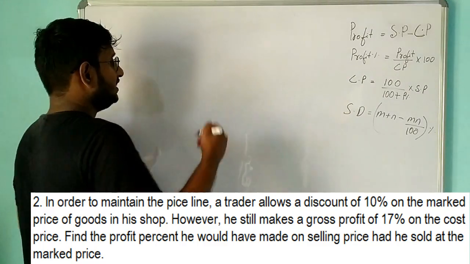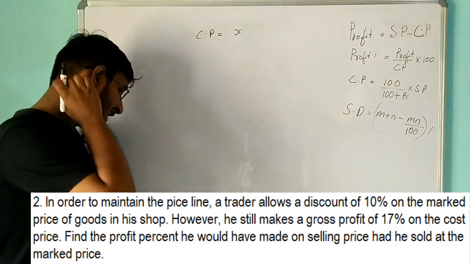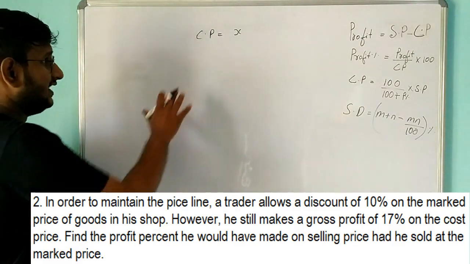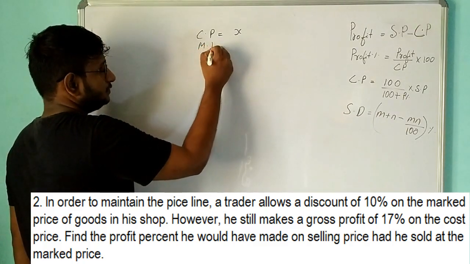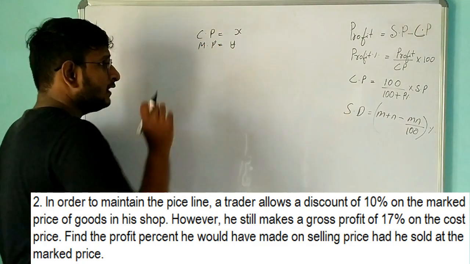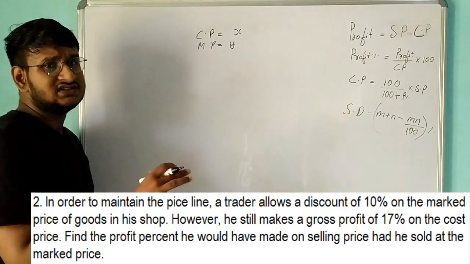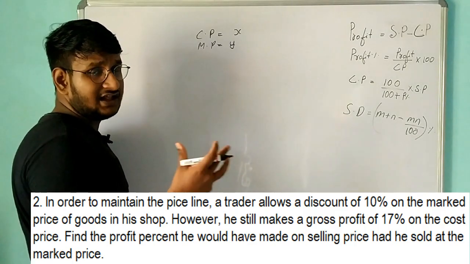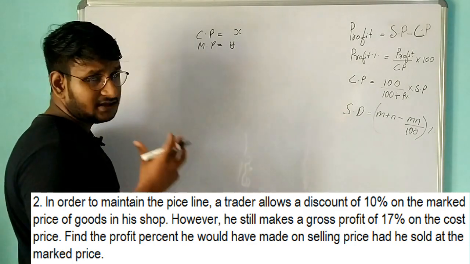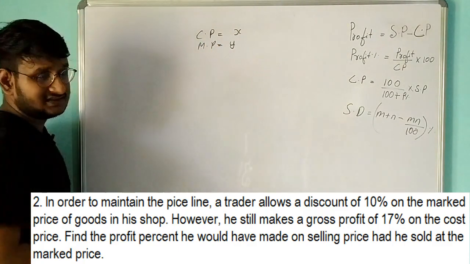Okay, so let's take cost price as x, because they haven't given what the actual cost price is, and marked price as y. They have said that by selling the goods at a 10% discount on its marked price, the trader gets a profit of 17% on the cost price, that is x.